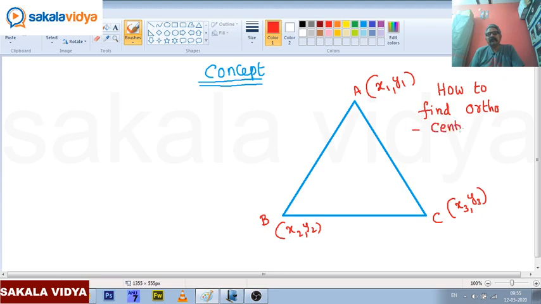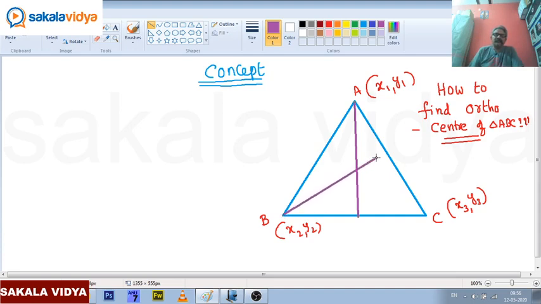Orthocenter of triangle ABC. This is the question. How to find out orthocenter of triangle ABC here. So first let us have a discussion. What is the orthocenter? See. So drop the perpendicular from A to BC. Drop the perpendicular from B to AC. Drop the perpendicular from C to AB.